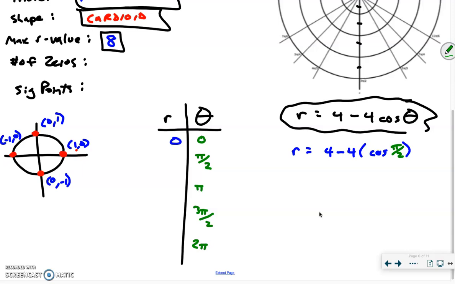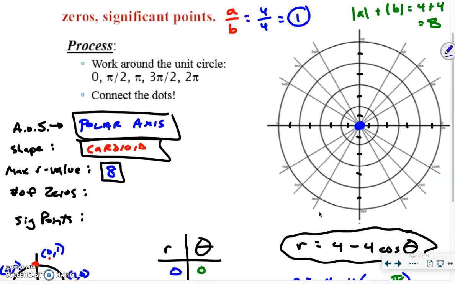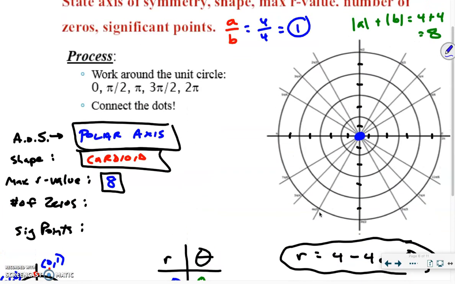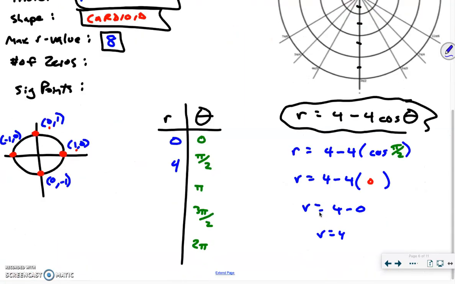So now when we plug pi over 2 in place, same way of playing this out, we're going to do 4 minus 4 times the cosine of pi over 2. As we look over, in this case, pi over 2, cosine is 0. So r equals 4 minus, well, 4 times 0 is 0. R is now 4. So when theta is equal to pi over 2, r is equal to 4. So on my graph, I go to the angular line of pi over 2, and I count up 4 units. And there's my next point. Again, we're having the time of our lives. Let's just keep on going here.